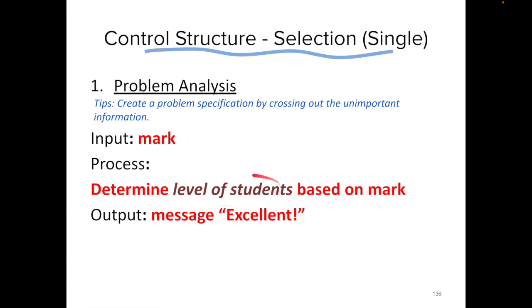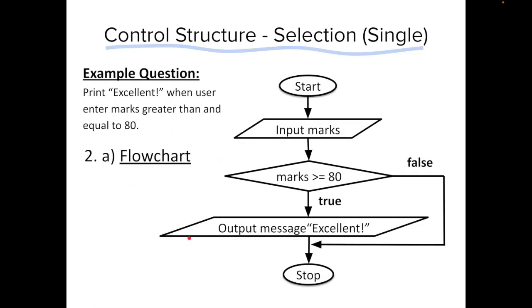Kenapa saya buat italic kat sini dan colour yang berbeza? Ini dia lain sikit daripada yang lain. Betul tak? Boleh saja you nak buat determine the message excellent based on mark. Tapi macam kurang tepat kat situ. Okay? Excellent ni kita tahu dia adalah pengukur kan level of student, whether that student is cemerlang ke ataupun gagal ke. So, we can use our own words which is determine level of student based on our input here, mark. So, done with problem analysis, then we can convert that information into flowchart.